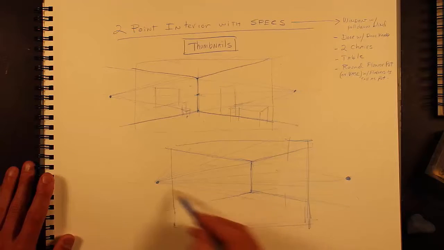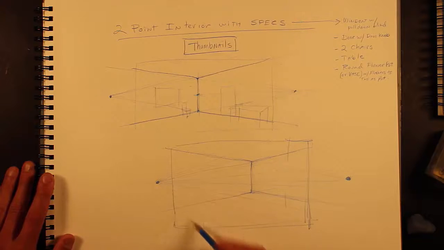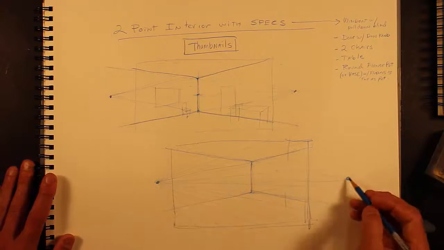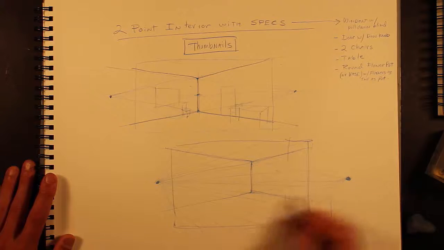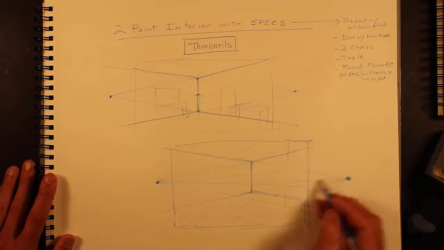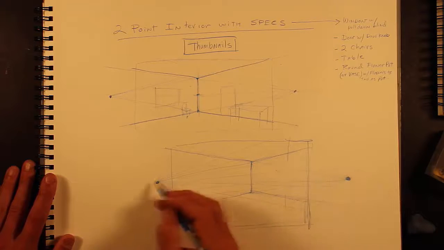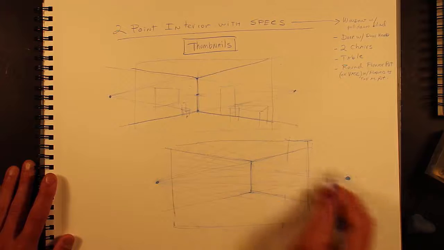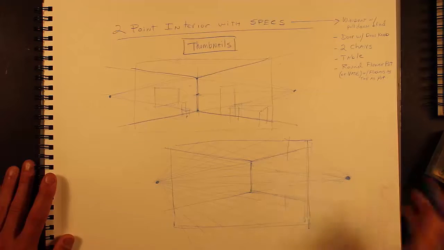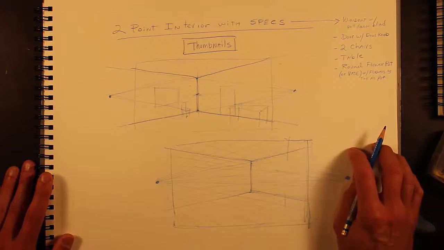Now the reason I run my grid is because it can apply to all the other specs that you're going to put into the room: chairs, windows, doors, vases. And it just makes it easy to plot these things. Okay, there's my basic grid.